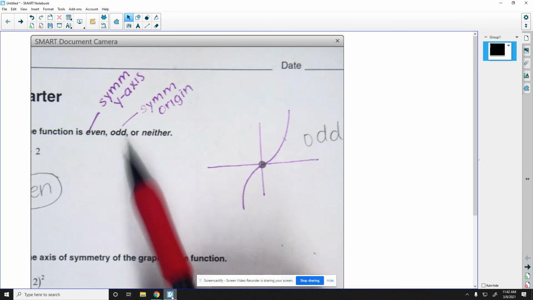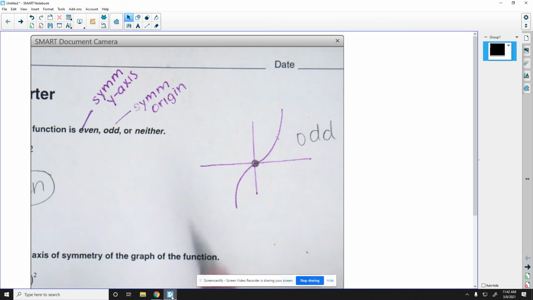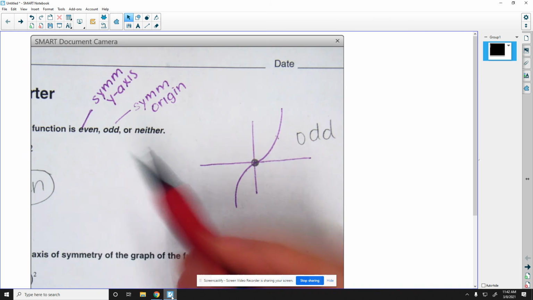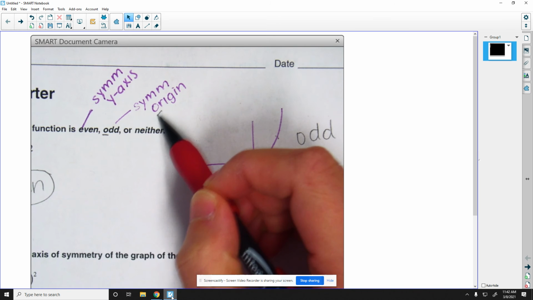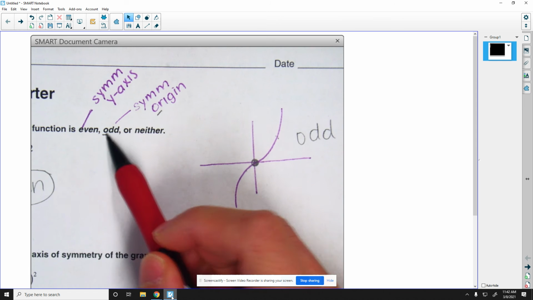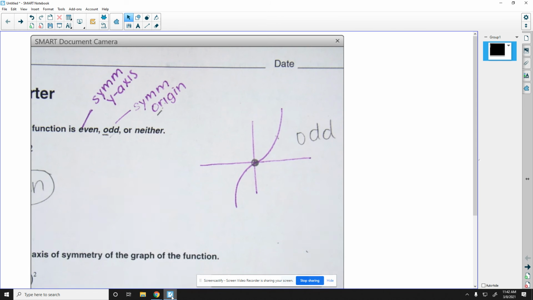Now, how do you remember these rules and these tricks? The only way that I've memorized it in the past is I think, okay, odd starts with O, origin starts with O, so the O's go together. And then the other one just has to be the y-axis. That's how I memorized it, but you can memorize it however you want to.